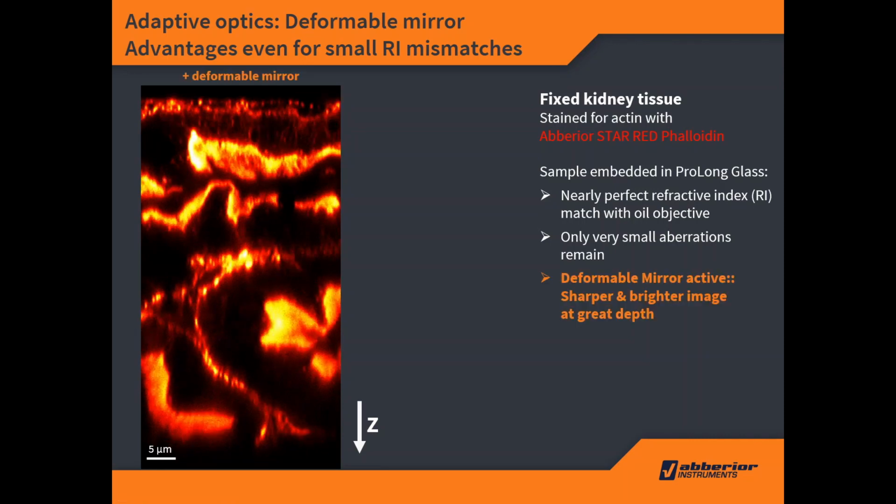However, switching on the DM, you still gain quality. This may be due to me probably not curing this mounting medium as long as I should have. However, it always helps to have the deformable mirror here to compensate any residual refractive index mismatches, especially if you're using an oil objective which doesn't have a correction collar. However, a correction collar, as opposed to the deformable mirror, can only compensate at one level, while the deformable mirror can actively adapt to the level or the depth of the sample.